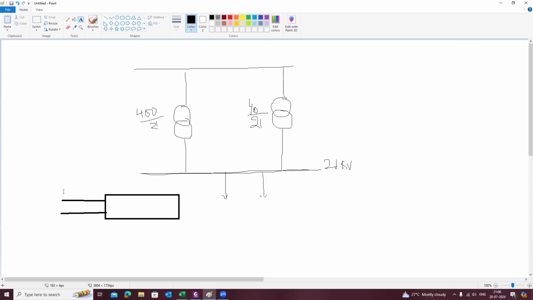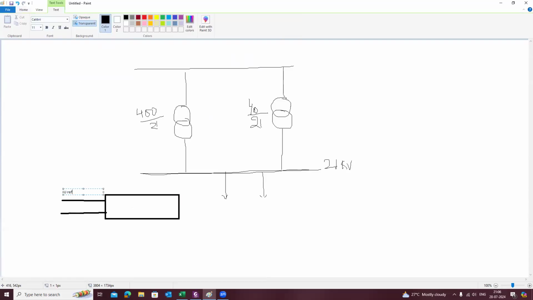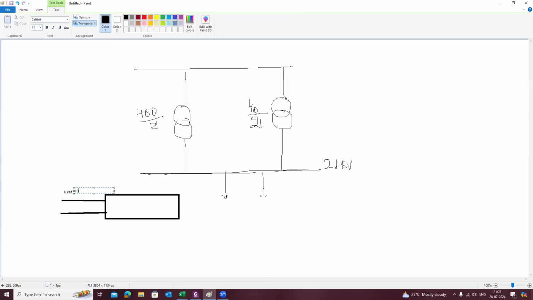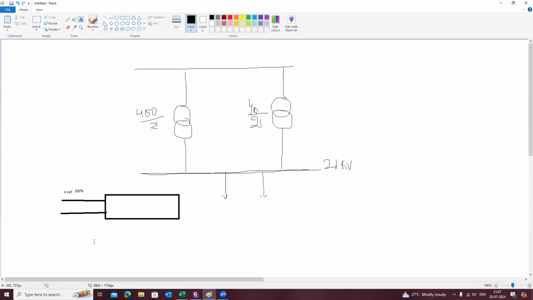One is the U reference. U reference is nothing but your generator set point voltage. For example, your generator rated voltage is 21 kV. So 21 kV corresponds to 100% of your generator terminal voltage, right? So U reference is 100%. That means you have given a command to the automatic voltage regulator to maintain the generator terminal voltage at 21 kV, or 100% of the generator rated voltage.